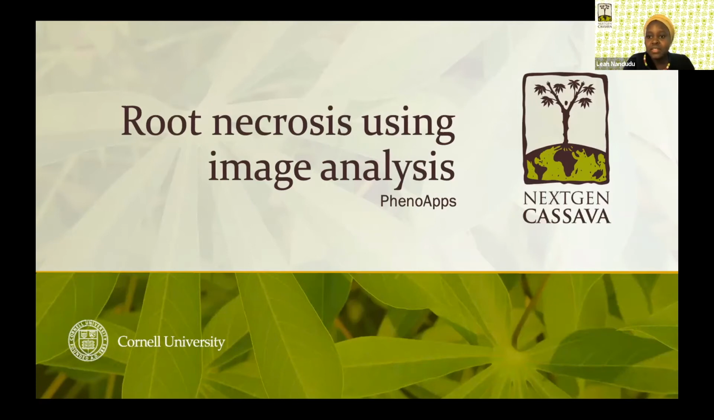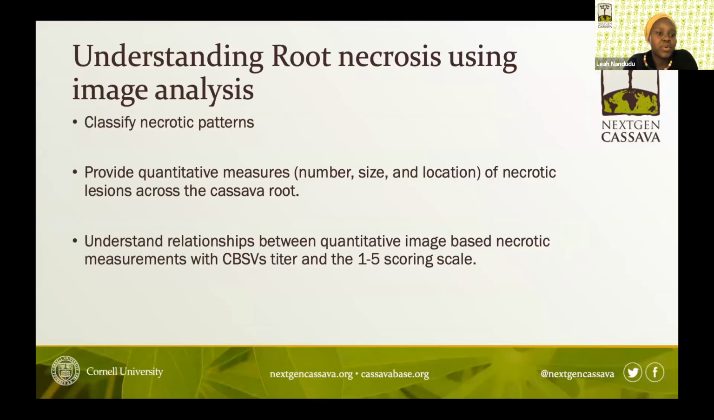So we think that understanding root necrosis using image analysis will enable us to classify necrotic patterns. It will also provide quantitative measures like the number, the size, and the location of necrotic lesions across the cassava root. We also hope to understand relationships between these quantitative image-based necrotic measurements, viral titer, and the 1 to 5 scoring scale.